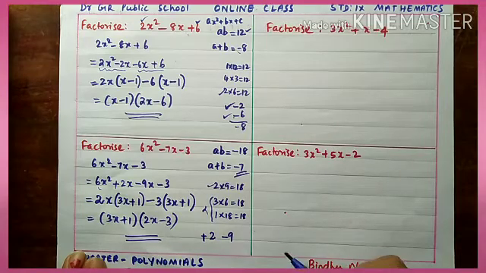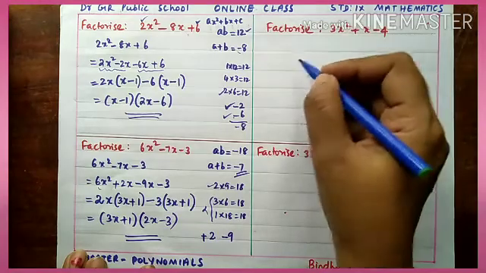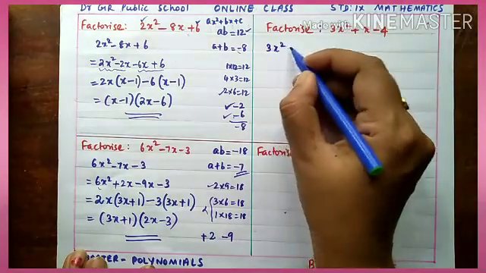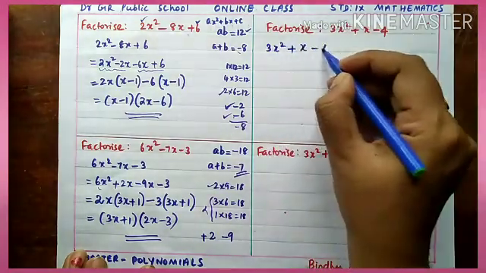Okay, so this is the answer. Understood? Yes. Now come to the next problem. What is the next problem? 3x square plus x minus 4.